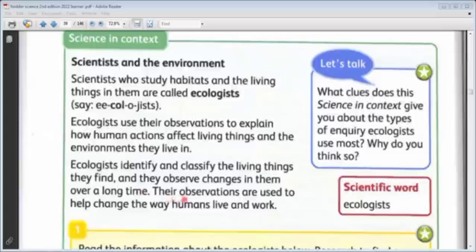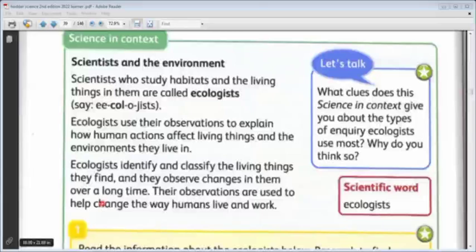Their observations are used to help change the way humans live and work. As they observe the bad effect of human activities on the environment, they use it to help change the way of human life. They try to change the way of throwing wastes and garbage in the water. So this bad habit, they want to change it. So they try to change the way humans live and work. Okay?